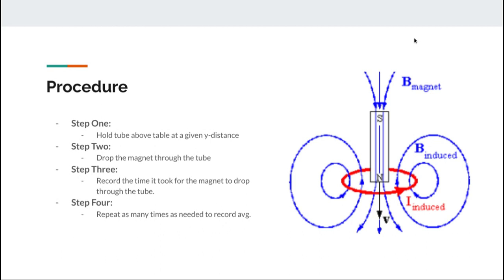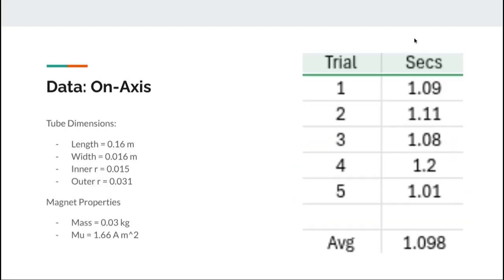So the procedure was fairly simple. You just grabbed the tube, held it above the table, and dropped the magnet through the tube. Then we recorded the time at which it entered and at which it exited, and subtracted them to figure out the time for each trial, how long the magnet took to fall through the tube. We recorded that a couple of times, and we got our average, which is 1.098 seconds.